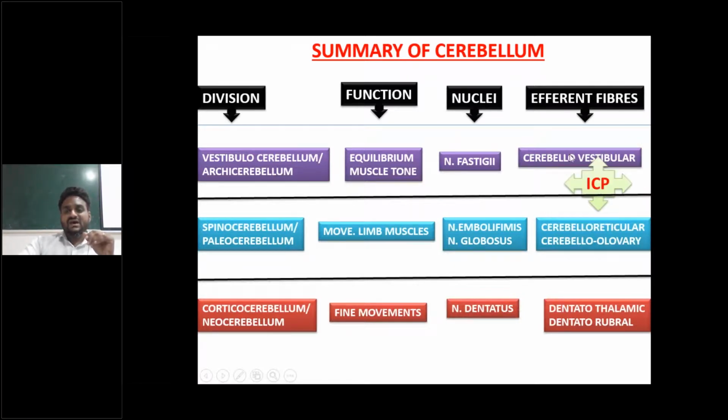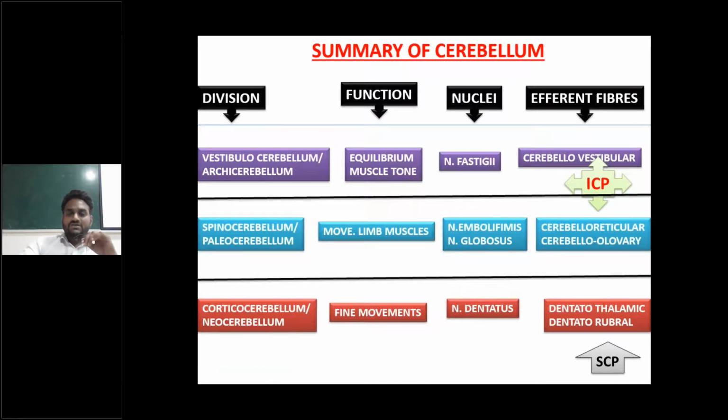Then you see here cerebello-vestibular, cerebello-reticular, cerebello-olivary. That means efferent fibers of nucleus fastigii, emboliformis and globosus pass through the inferior cerebellar peduncle, and efferent fibers of the dentate nucleus pass through the superior cerebellar peduncle. So how brief it is, you see. In this single slide, you can summarize the entire cerebellum. For example, if you want to learn the dentate nucleus, based on this slide you can learn the dentate nucleus.